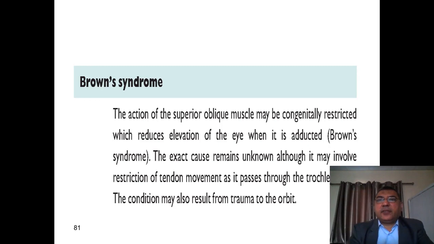And usually, if there is deviation in the primary position, or if the patient is forced to adopt a head position to overcome the diplopia, we intervene surgically and we do recession or myotomy of the tendon of the superior oblique muscle.